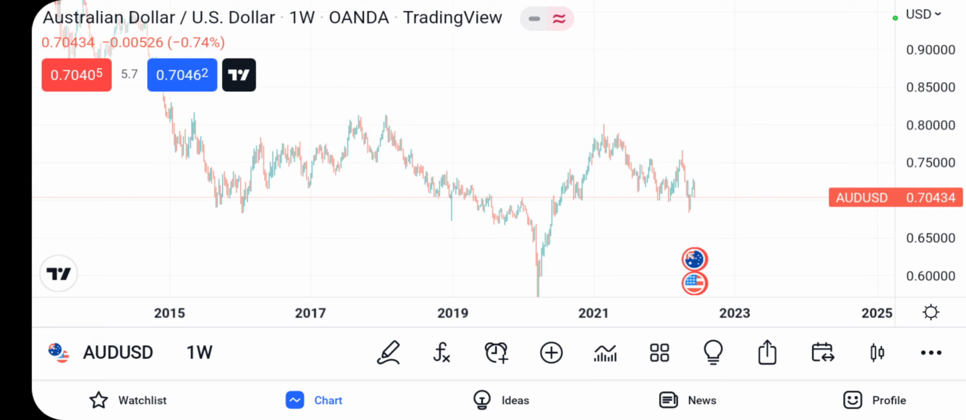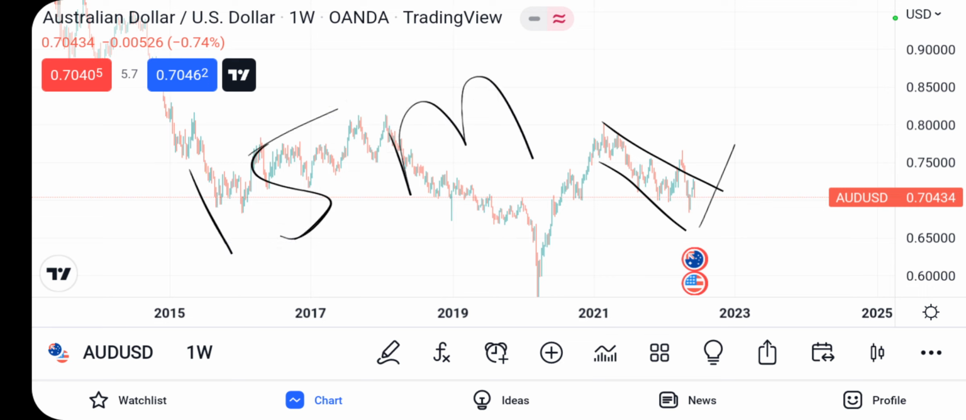So what I'm expecting here, as I said in my last video, is for this to break to the upside. After the break to the upside, I'll go to the 15-minute time frame to see if I can have something like this after the breakout, to try to capture the move to the upside. That's what I'm seeing on the Australian dollar, guys. I don't have much to say on this one because we still have a long time to wait, because we are on the weekly.